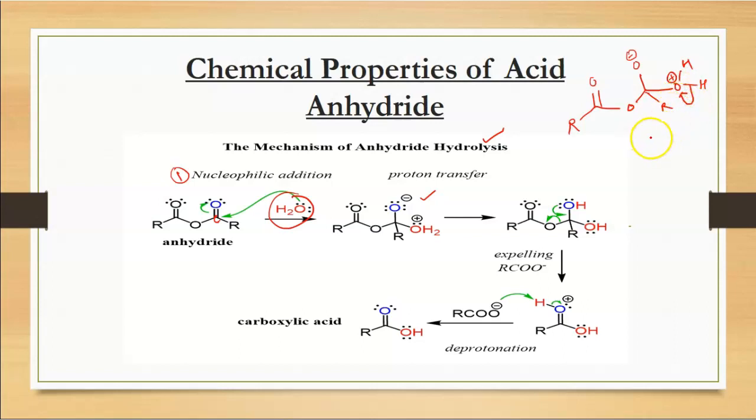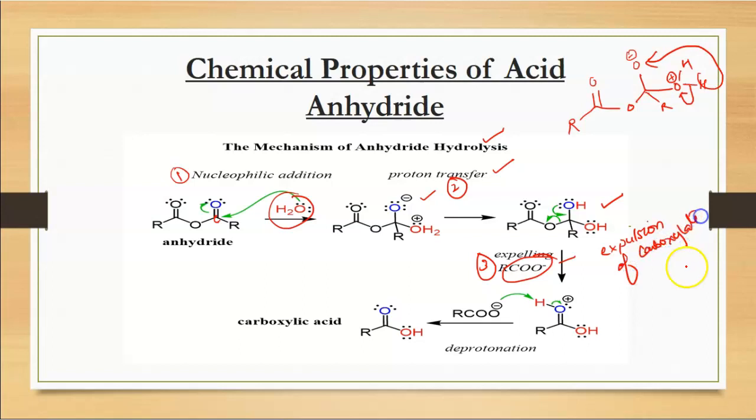Now what will happen? There will be a proton transfer like that. So this is your second step, in which proton transfer occurs, which leads to a structure like this. In the next step, what is happening is the expulsion of the carboxylate anion.